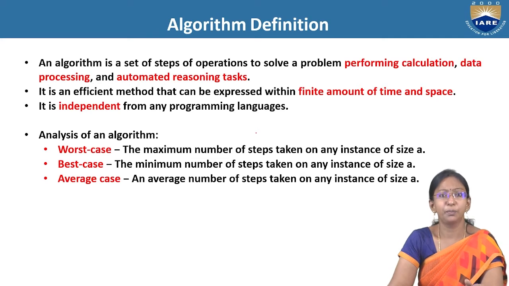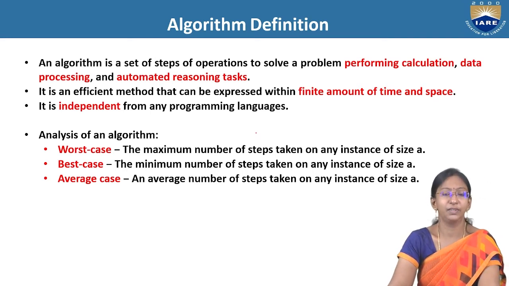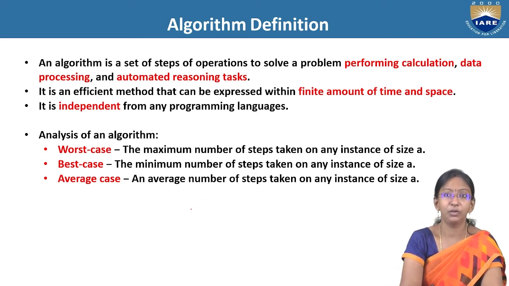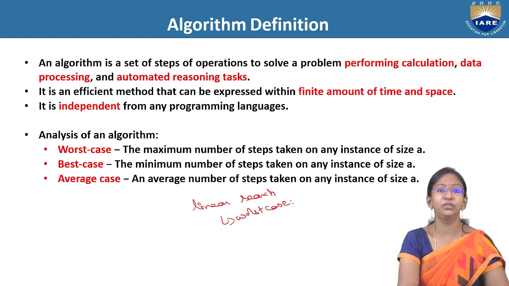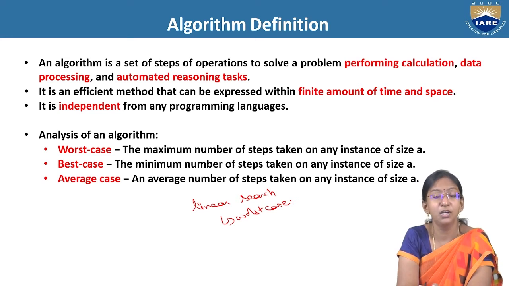How to analyze an algorithm? It will be analyzed based upon the worst case, best case, and the average case. So what are these 3 cases? The worst case is taking the worst scenario. For example, let me take linear search as a simple example. What is the worst case for this one? The worst case is a case where the element you are searching for is not present in the list itself.